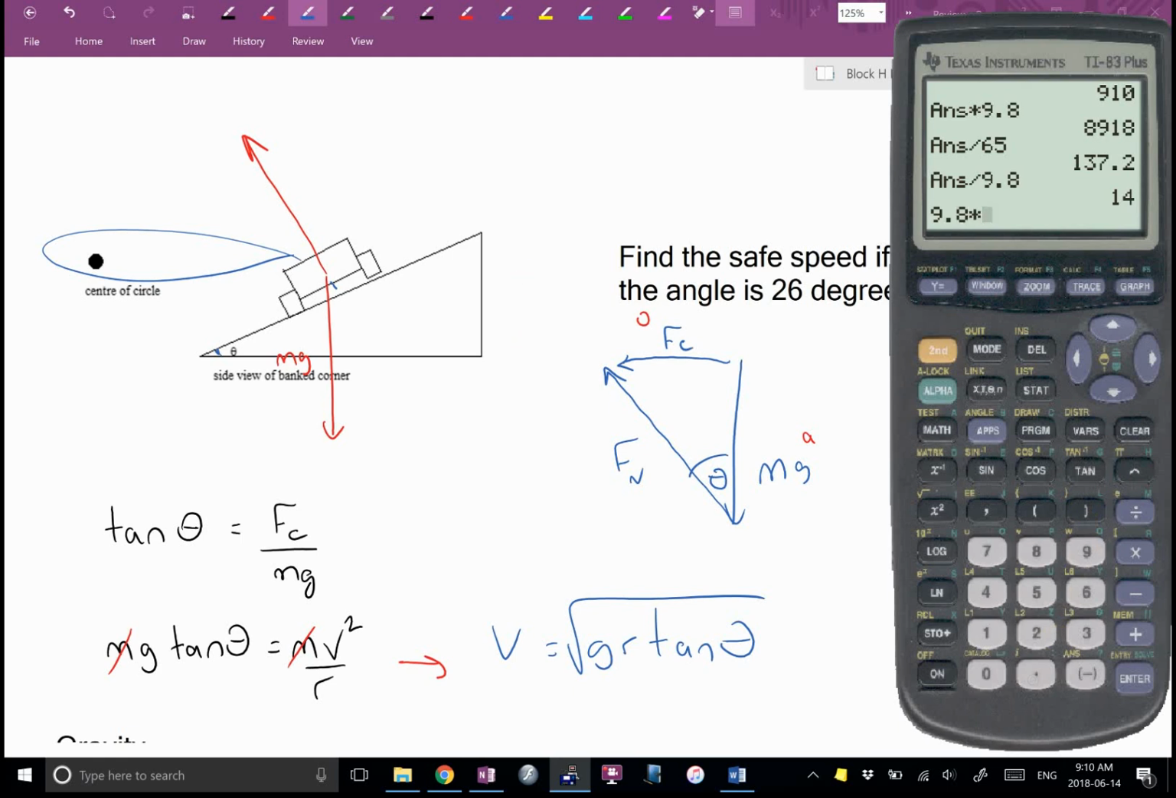9.8 times, what did I say the radius was? 91. Tan 26. Square root of that. 20.8 meters per second. About 70 kilometers per hour, maybe a bit more. 20.9.